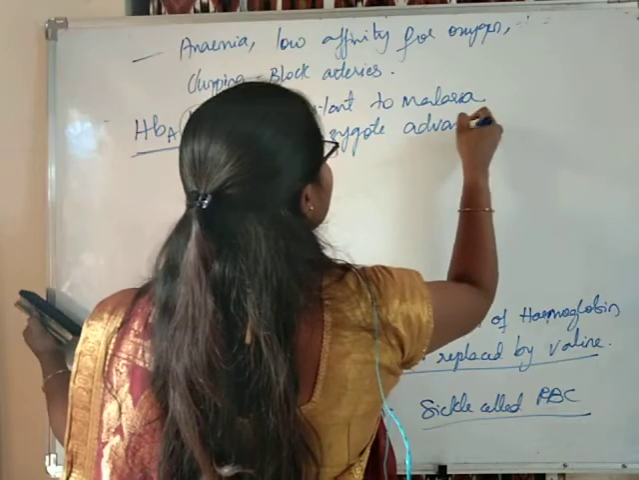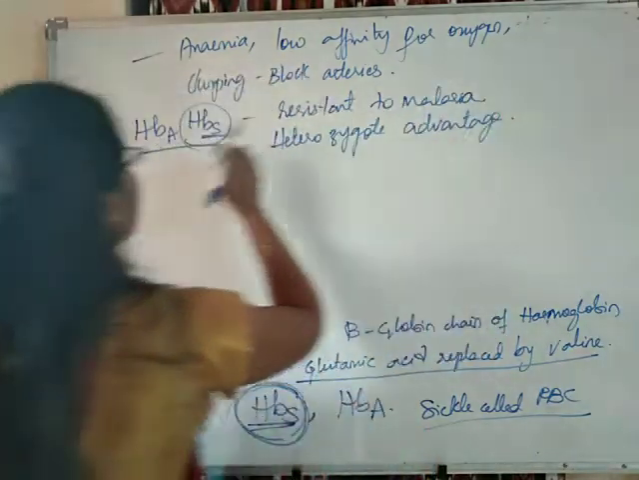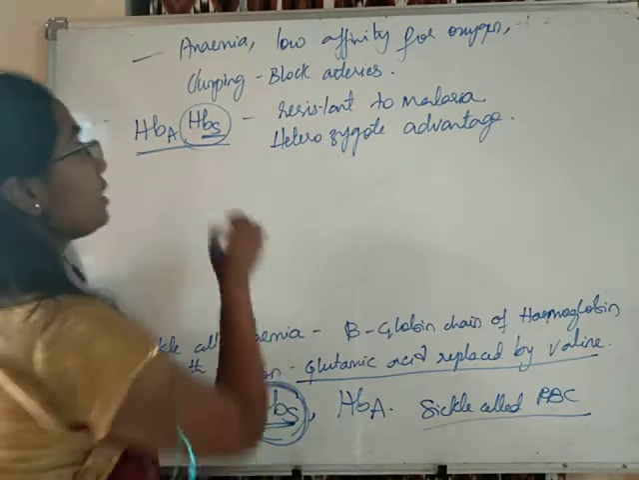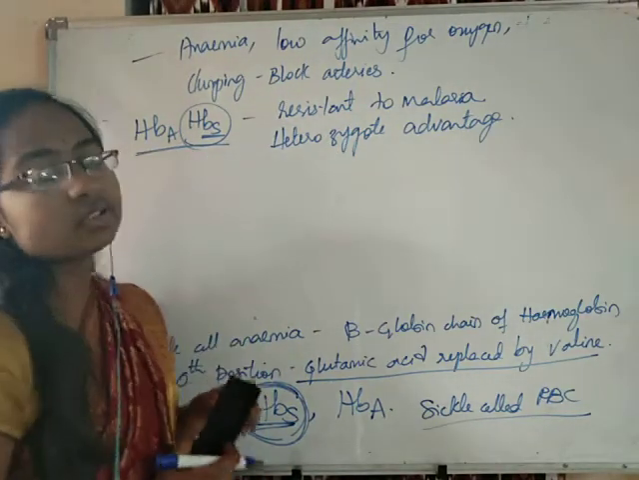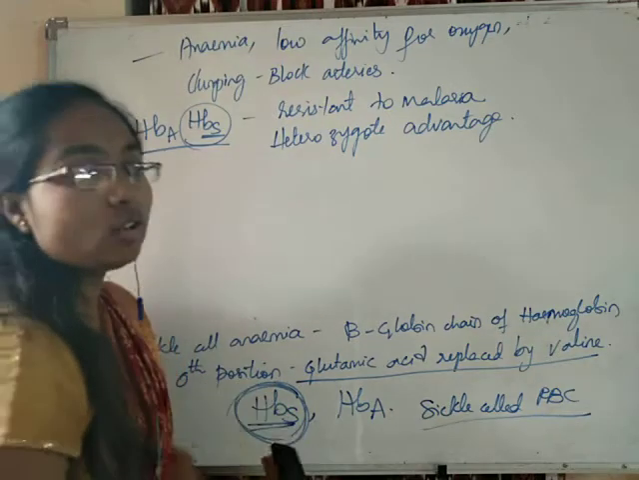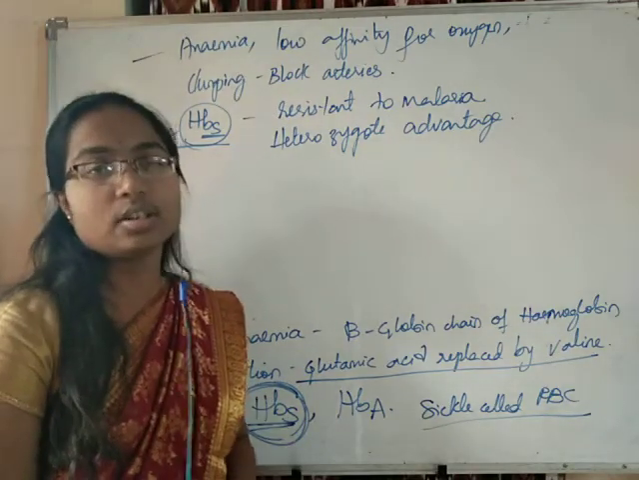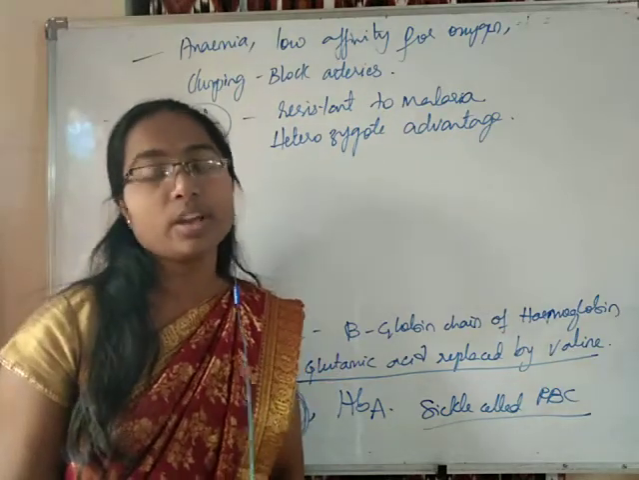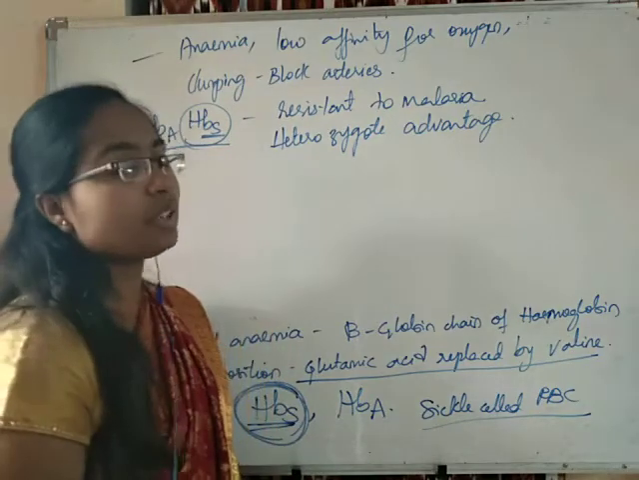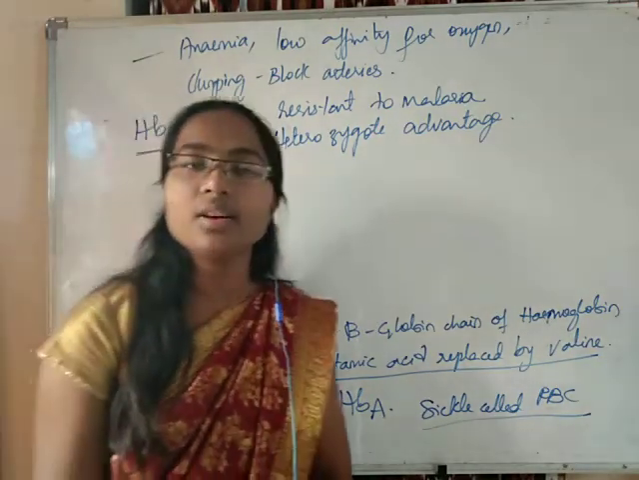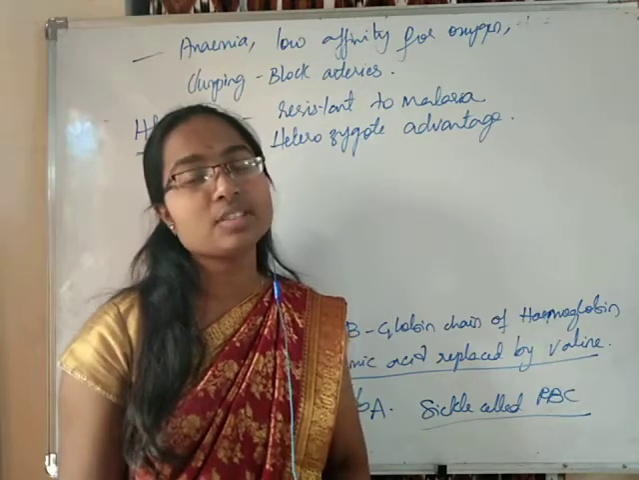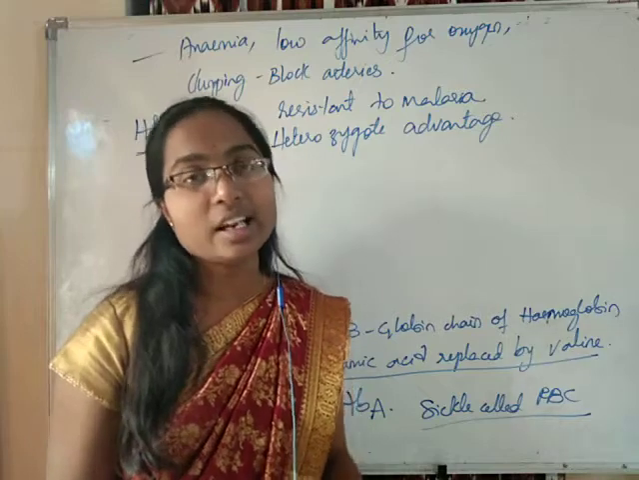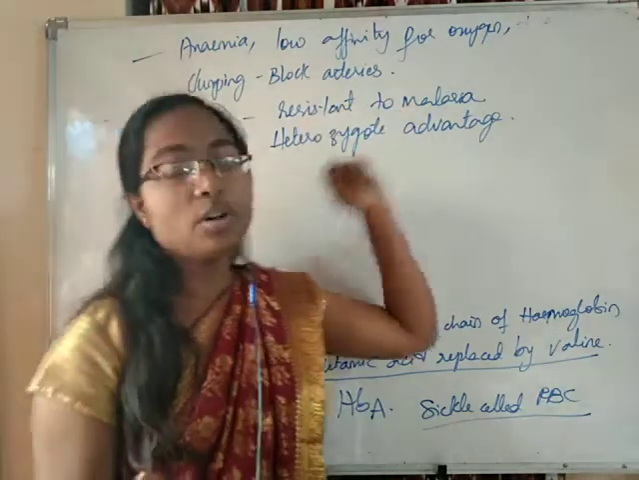Heterozygote advantage. But this person is going to be absolutely normal in high oxygen areas. In high oxygen areas, this person is going to be absolutely normal, but in low oxygen conditions, the red blood cells will become sickle shaped. That is the complexity in this person. Otherwise, if staying in oxygen rich areas, this person is going to lead an absolutely healthy life, and in addition is going to be even resistant to malaria.